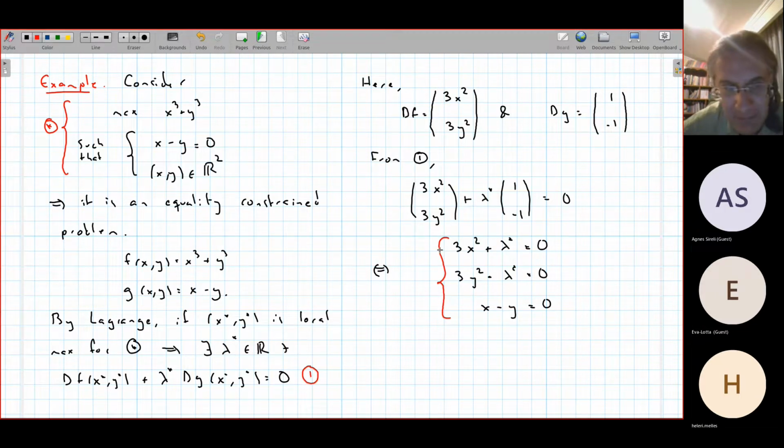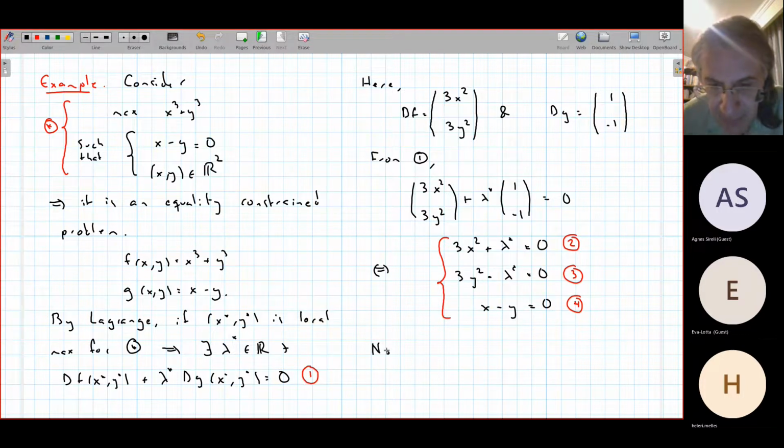Okay. Let's proceed now to solve this system of equations. I'm going to call these equations number 2, number 3, and number 4. To start with, note that from equation number 4, you obtain that x is equal to y.